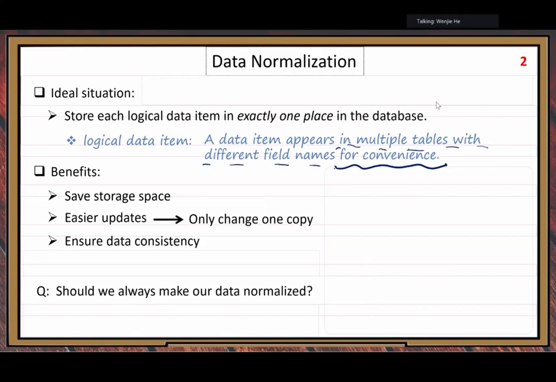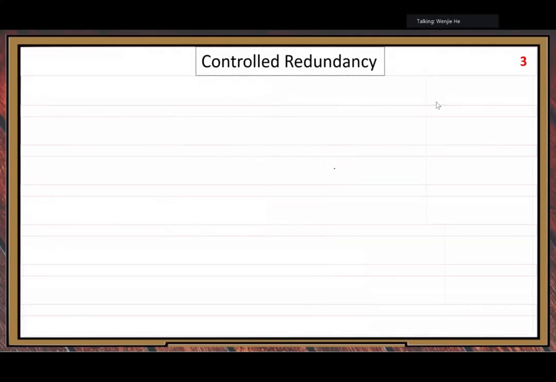Sometimes we don't want to make our data normalized. If we have some special objectives, so we want to achieve some special objectives, we want to do denormalization. So we need to talk about that situation. Then another concept called controlled redundancy.